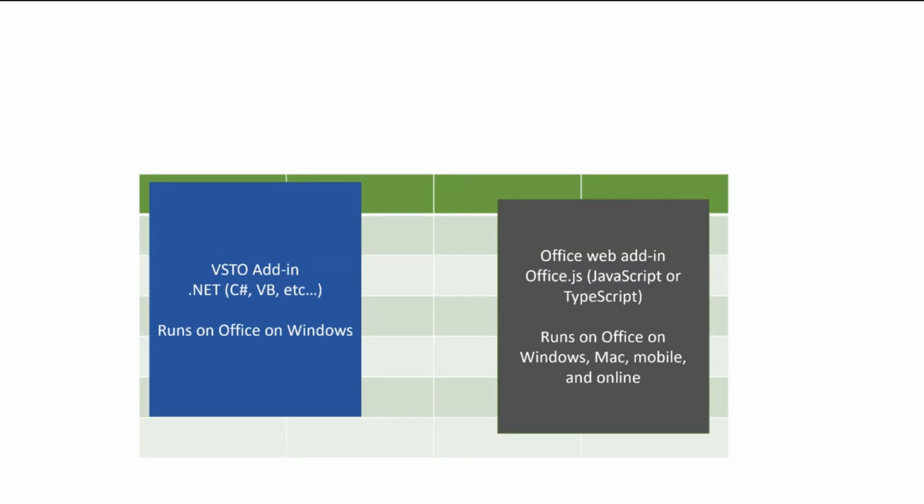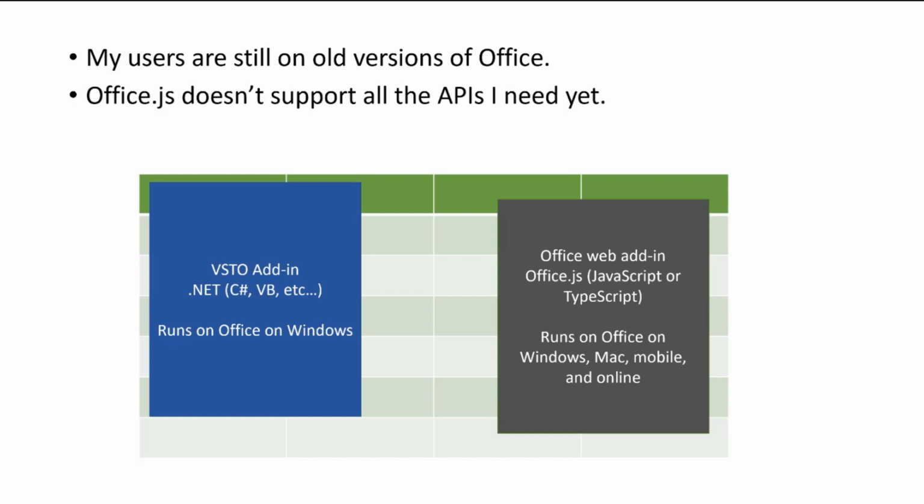So you say, okay, I want to do that. Does that mean I throw away my VSTO code and just rewrite everything in Office.js, JavaScript, and TypeScript? You might not want to do that. For one thing, there are many users out there still on old versions of Office, which may or may not have the ability to run Office web add-ins, depending on who it is. They may not have all the features that Office web add-ins have, but your VSTO add-in will run fine.